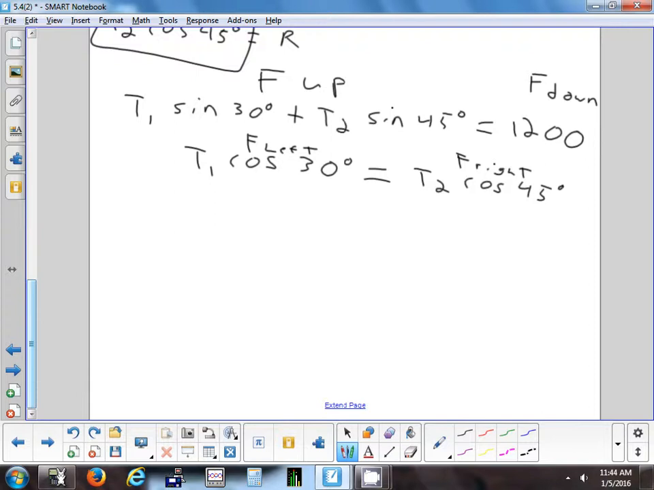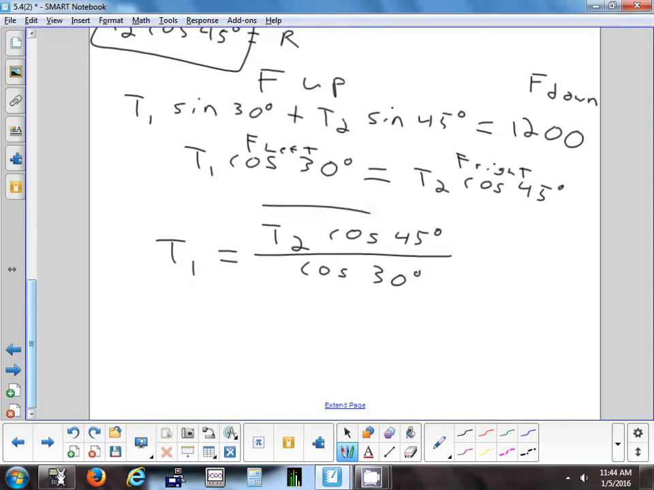T1. All right, let's do T1. Okay, how would we move cosine 30 to the other side? Divide. Yeah, divide. So T1 is T2 cosine 45 divided by cosine 30. That's the formula for the tension in cable 1.